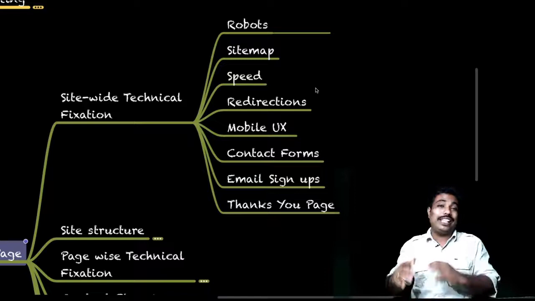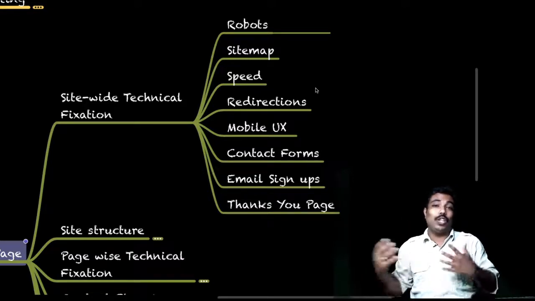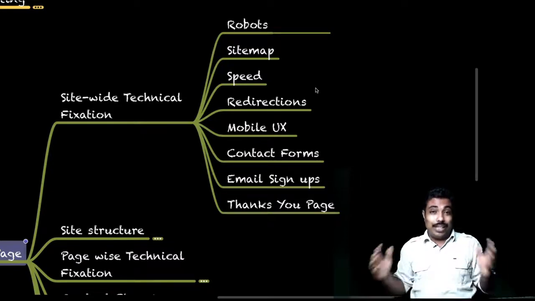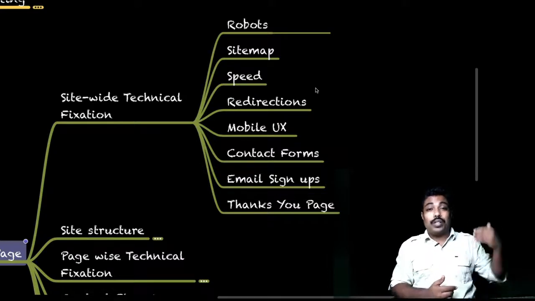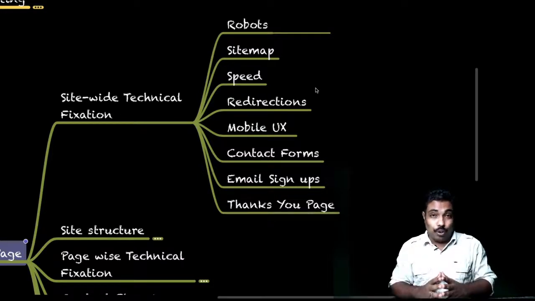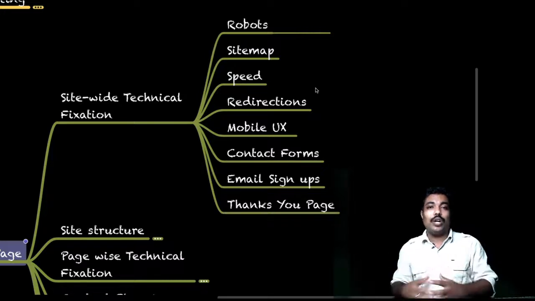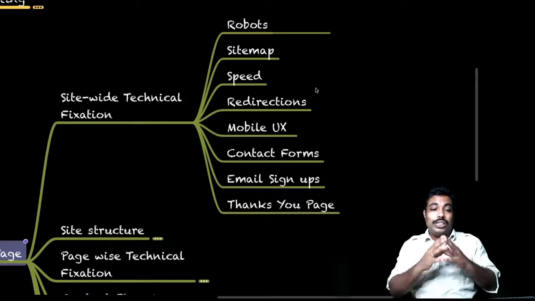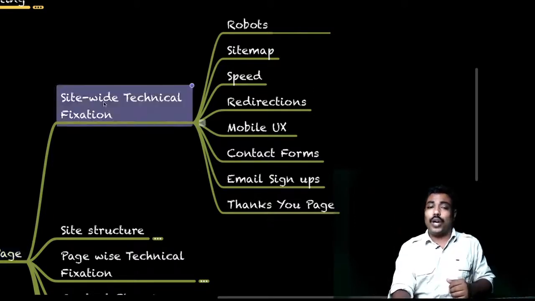We fill in the form and check that the leads are coming through, and whether we are tracking that particular section as a goal. Then we look at the email sign-up, if there is an email database we are building, whether the process is working and the person who is subscribing is getting added to the list. We also make sure there is a thank you page, so that we can easily track what conversions are happening. These are the site-wide technical things we look at. There are many other factors, but these are the major ones we look at first.